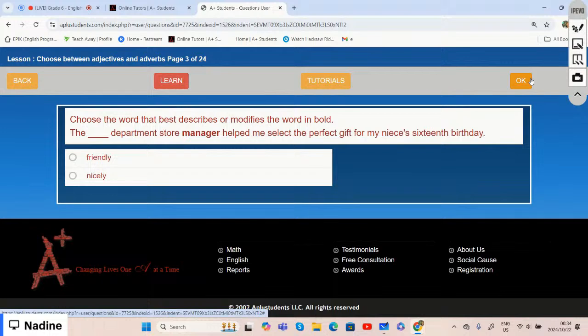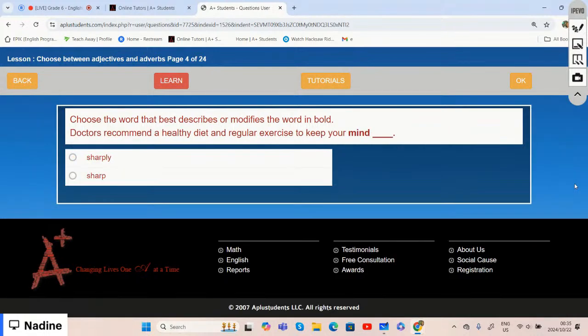All right. And if we were to select the correct word that describes the store manager, then we can say option one, the friendly department store manager. So well done. Friendly is correct. All right, let's look at the next one.